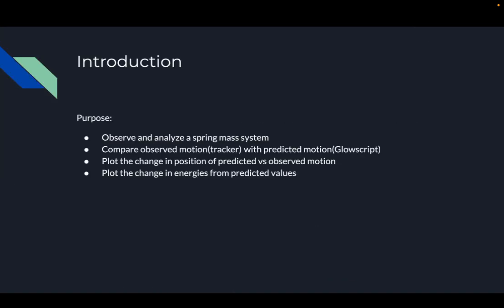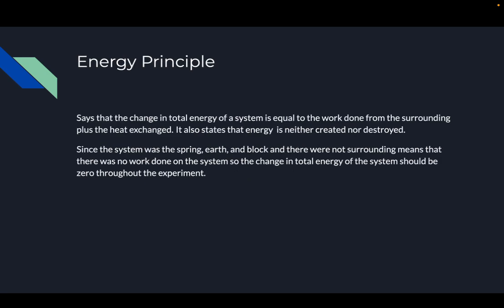Introduction. The purpose of this lab was to observe and analyze a spring mass system. Using Tracker, we found the observed motion and compared it to the predicted motion that we made using GlowScript. Then we plot the change in position of predicted versus observed motion, and we plot the change in energies of the predicted motion.